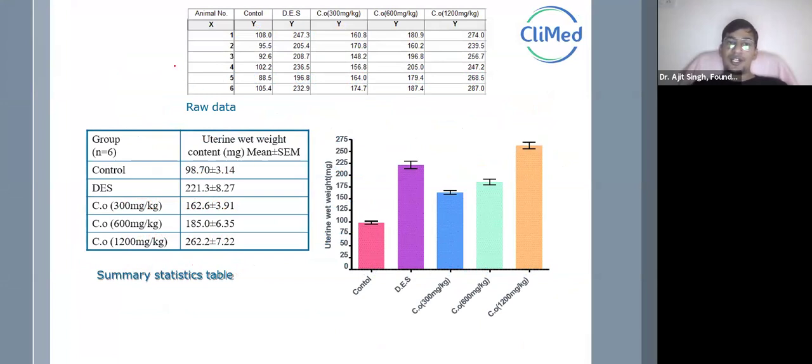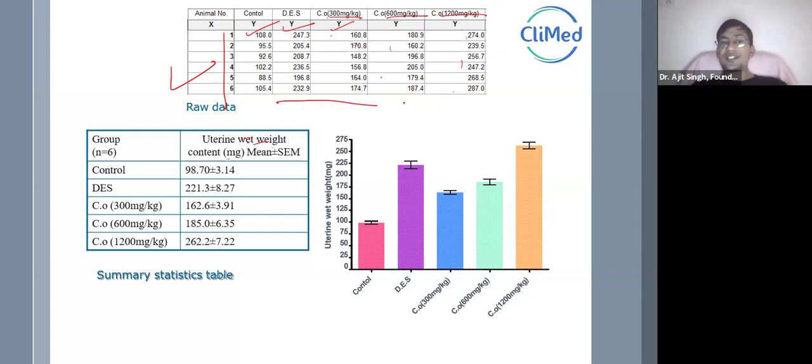See, this is just raw data in a spreadsheet. They have done the study in animals. There are 6 animals in the control and in the drug category. This is the dose of the drug, and this is the uterine weight. At the dose of 300 mg per kg, this is the uterine weight. At 600 mg per kg, this is the uterine weight, and at 1200 mg per kg, this is the uterine weight.